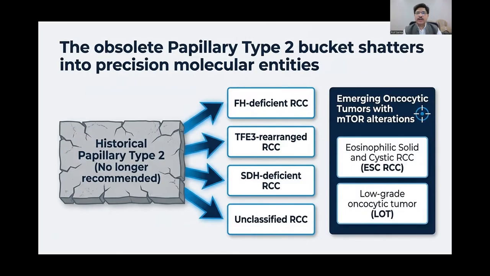There are two other categories called the oncocytic tumors with the mTOR receptor alterations. They are ESC-RCC and LOT. What is LOT? Low-grade oncocytic tumor. ESC-RCC is eosinophilic, solid and cystic RCC. It is solid as well as cystic RCC, predominantly eosinophilic infiltration. These are going to be added to the new classification.